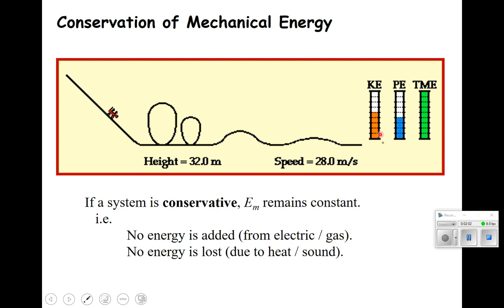And then as it falls down, the potential energy decreases and the kinetic energy increases. And then as it goes up, the kinetic energy decreases and the potential energy increases, and so on and so on. So they're switching back and forth. That's an energy transformation from one thing to another. But the total mechanical energy, TME, stays exactly the same. There is a conservative system right there. We can change energies within the system, but the total mechanical energy for the entire system has to stay the same.